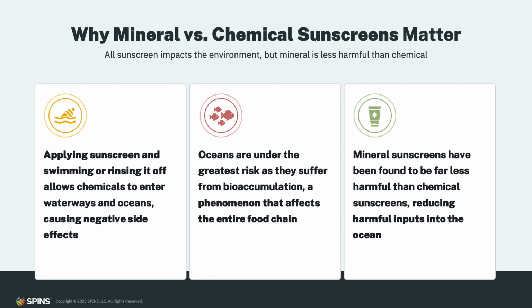When you apply sunscreen to your skin and then go swimming in a lake or ocean, or even rinse it off in the shower, it eventually enters our waterways. All sunscreens impact the environment as they contain man-made chemicals that are foreign to natural systems, but chemical sunscreen causes significantly more damage to these systems. As mentioned previously, because of how harmful they are to the environment, particularly coral reefs, chemicals like oxybenzone and octinoxate are now banned in the state of Hawaii.